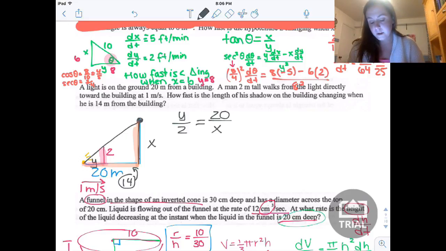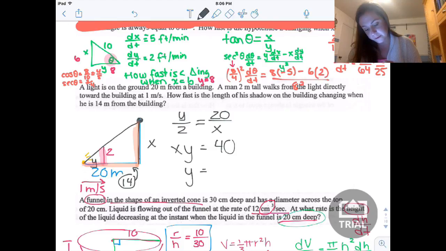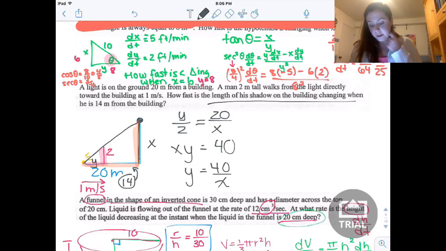So, let me make sure I set this up right. Y over 2. Okay. So I would have x times y equals 40. So y equals 40 over x, or x equals 40 over y. Doesn't really matter. I want to know how fast the length of his shadow is changing. So I actually will probably solve for x because I want dx dt.